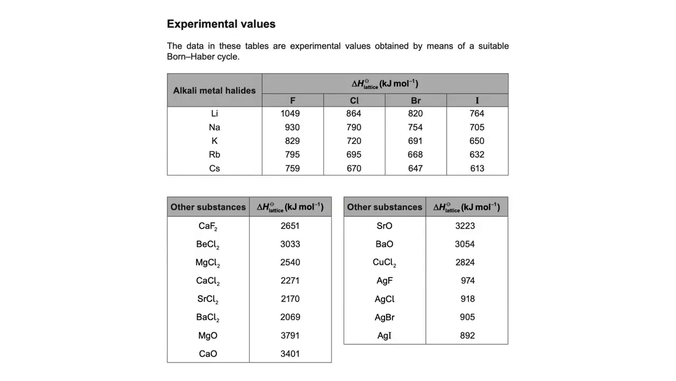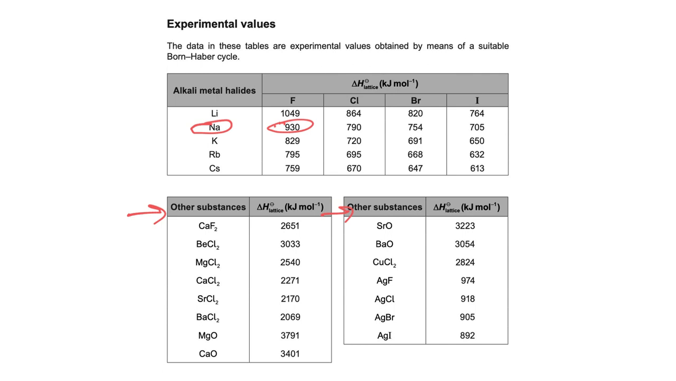Now again, there are data tables that have all of these different values for various different ionic compounds. The way you would read this is you would find your metal here, and then you'd find your non-metal. So if we're looking at sodium fluoride, it'd be plus 930 kilojoules per mole. And then some of the other substances are listed down here, and you could take a look and find those values. Now remember, lattice enthalpy is the result of electrostatic attractions between oppositely charged ions in a giant lattice.